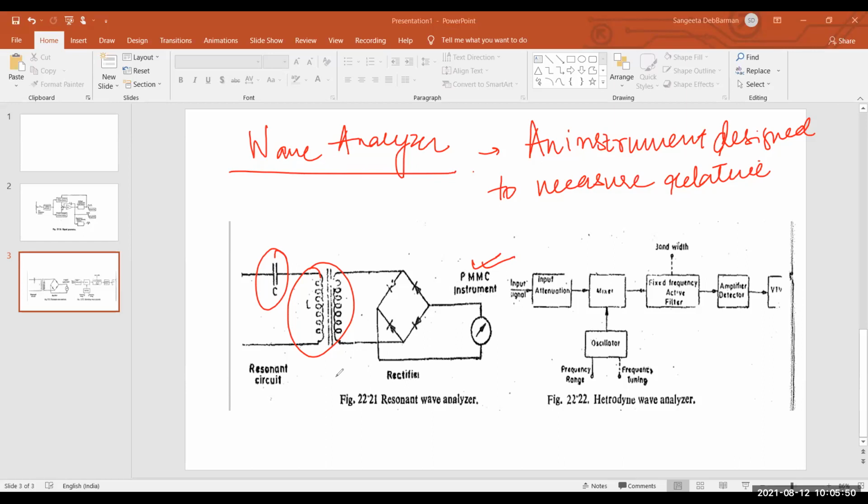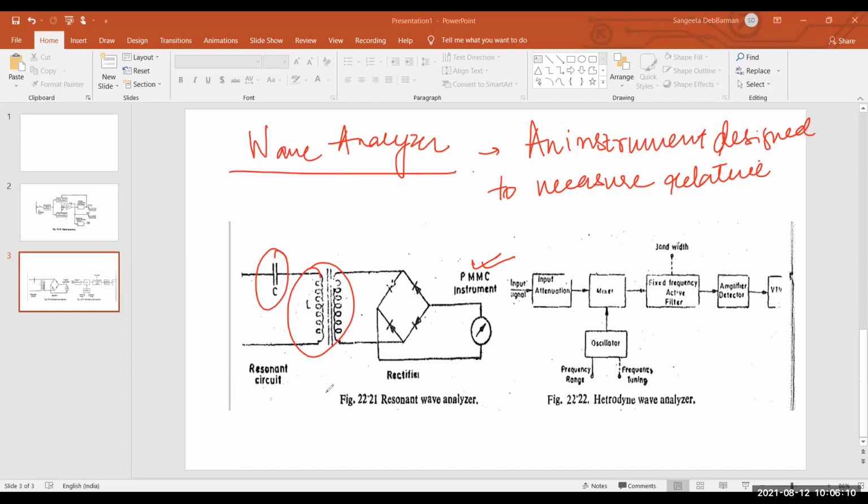Now, several such circuits may be used, each tuned to a different frequency, with their outputs connected through a selector switch to the rectifier and indicating device. So indicator devices are always connected here. That may be a voltmeter or the CRO.